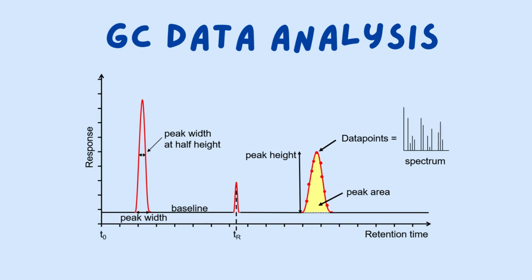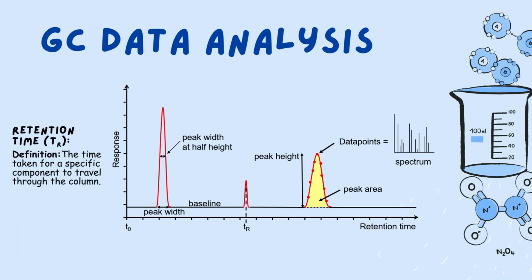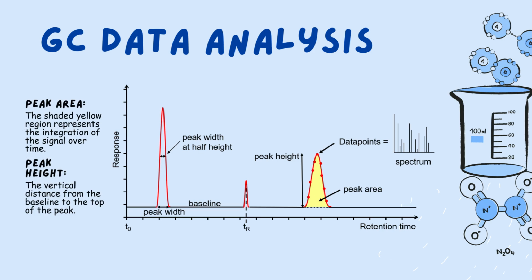Now, let's explore GC data analysis and learn how to interpret a professional chromatogram. Retention time is the journey duration through the column, used for identifying specific chemical compounds. Peak area and height measure concentration, providing essential data for quantitative chemical analysis.